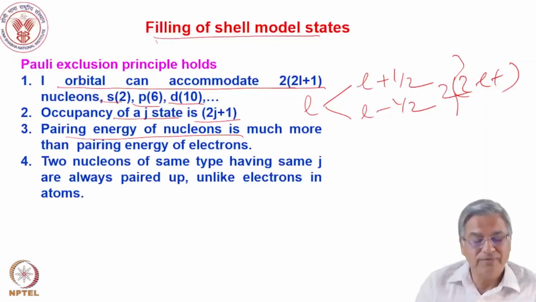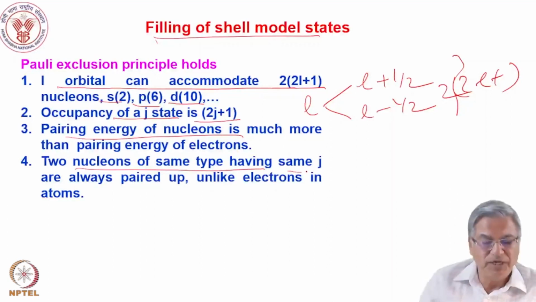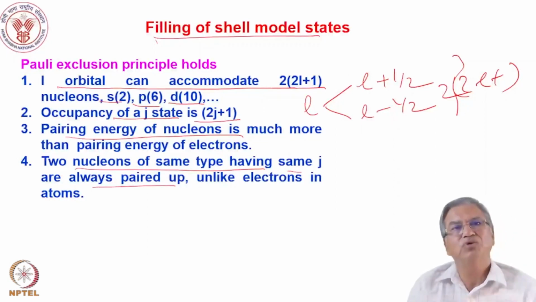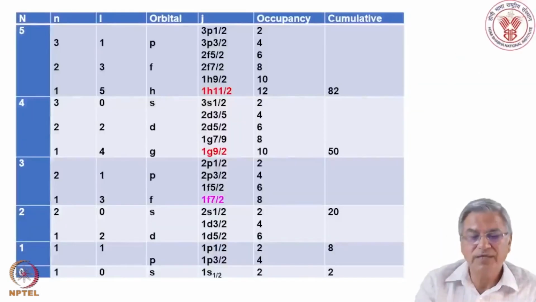So it is a very high pairing energy. And the two nucleons of the same type having the same J are always paired up because of this high pairing energy, which is unlike the electrons in the atoms. So we will consider these facts while filling the orbitals by nucleons in the next slide.